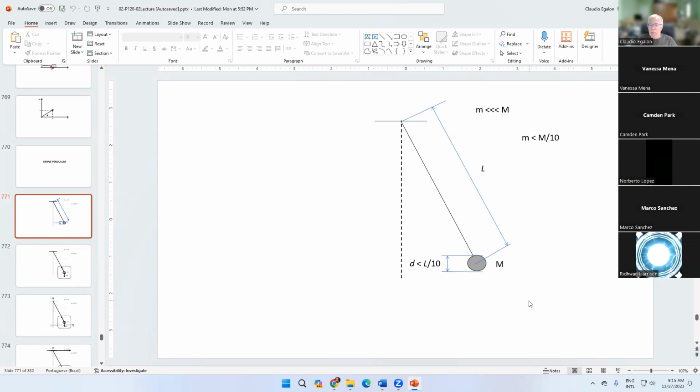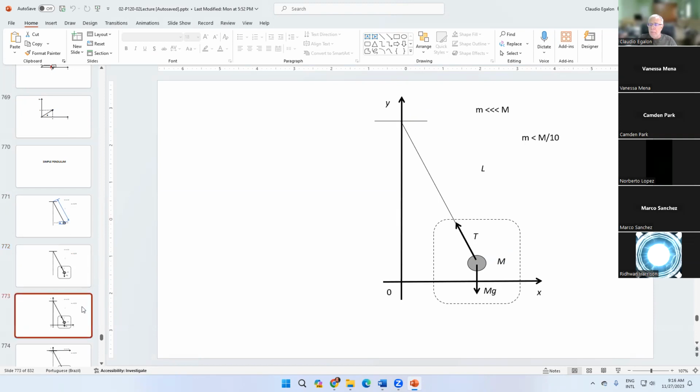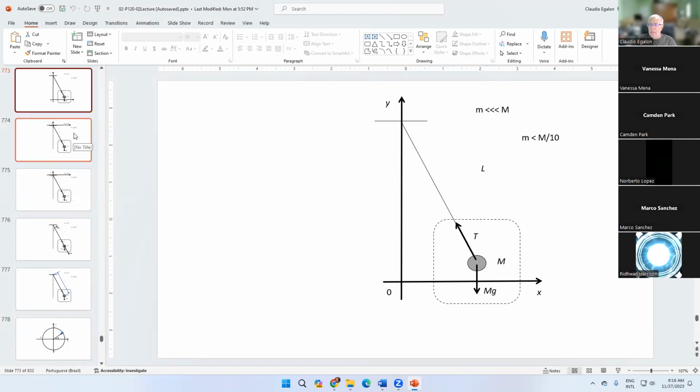And how do we solve this problem? We solve this problem by doing exactly what we have been doing since we started working with Newton's laws of motion. We're going to identify the forces that are applied to the object. In this case, it's going to be the weight of the mass and the tension. Here you go, the X and Y coordinate axis.